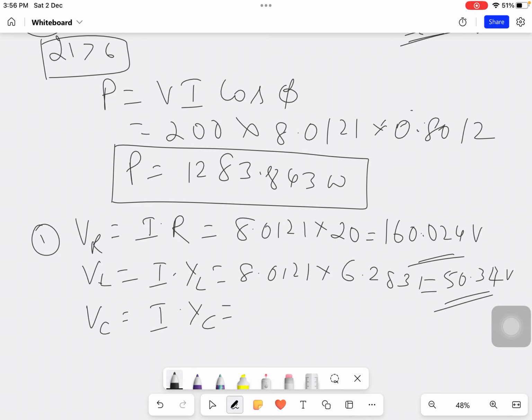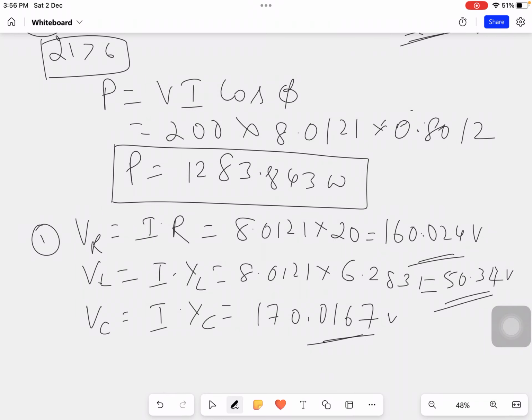Similarly, what is the drop across capacitor? I into XC. So substitute I and XC value. So you will get around drop is 170.0167 volts. Now you have to draw the phasor diagram.